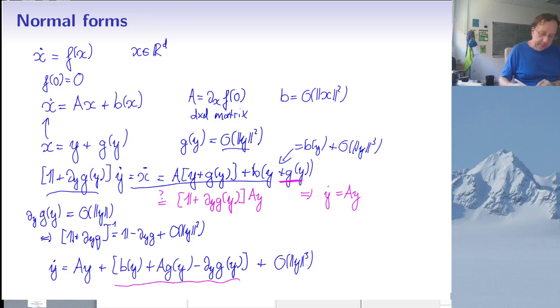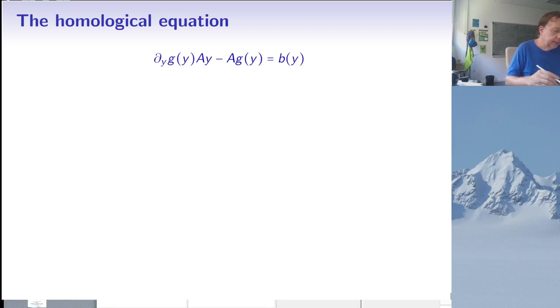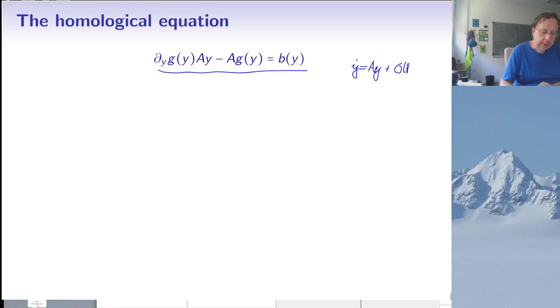So we can reformulate this problem as this. It's called the homological equation. If possible, we would like to solve this equation here. And if we do that, we will have a simpler equation, which would be y dot equals A times y plus some remainder, but which has order y to the 3.